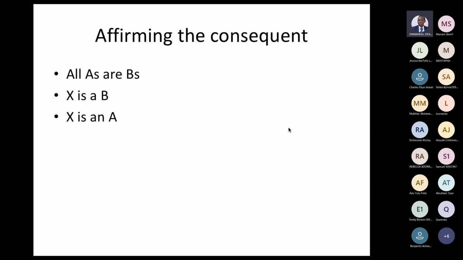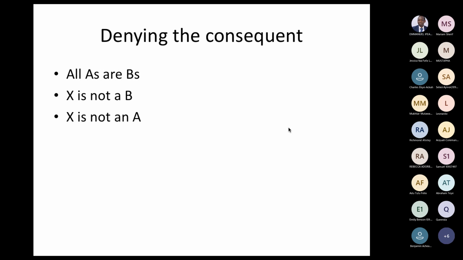Affirming the consequent. All A's are B's. X is a B. That's a statement that affirms the consequent. For that reason, we'll say that this is an argument that affirms the consequent in order to reach its conclusion. Denying the consequent. All A's are B's. X is not a B. That denies the consequent. Therefore, X is not an A. So we'll say that this is an argument that denies the consequent in order to reach its conclusion.